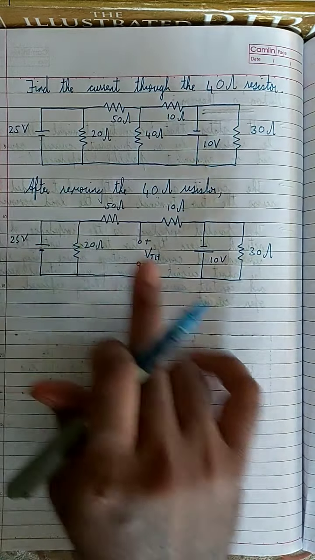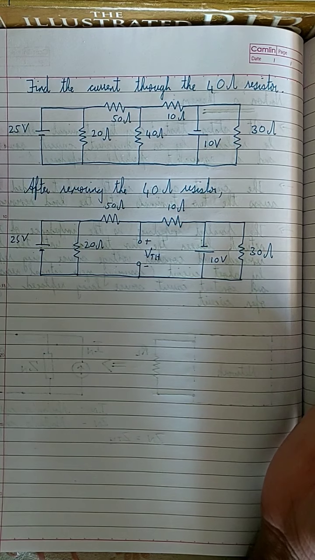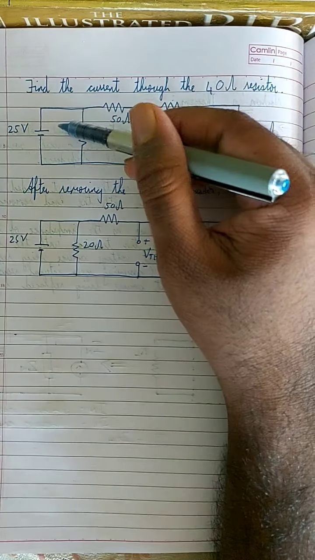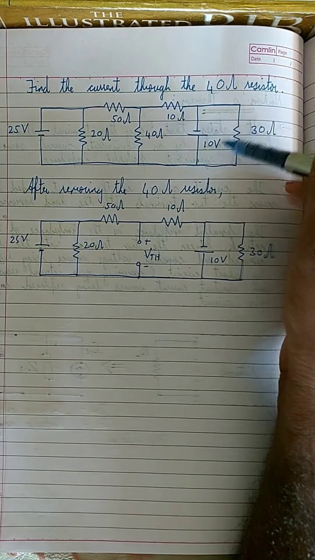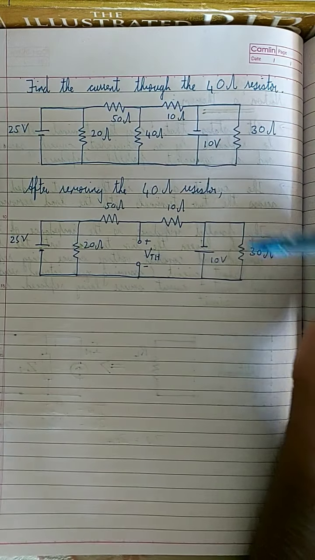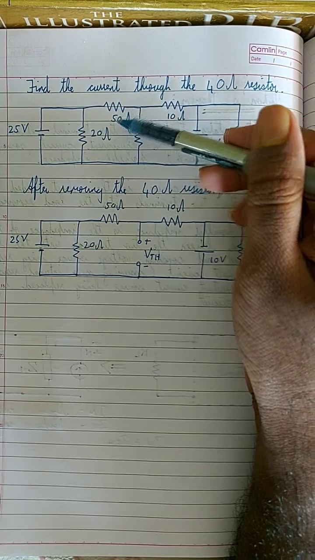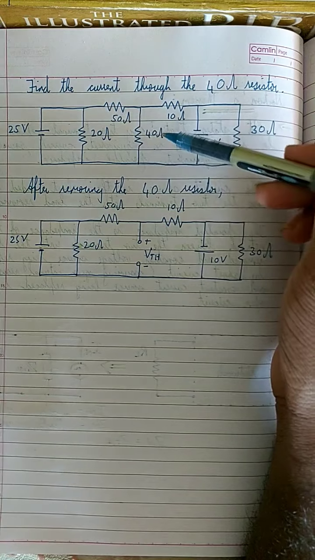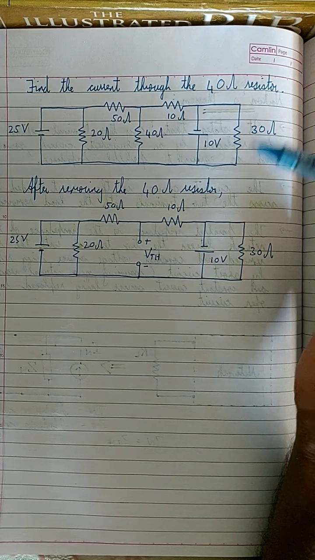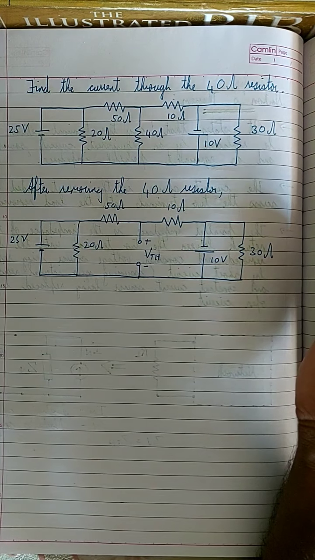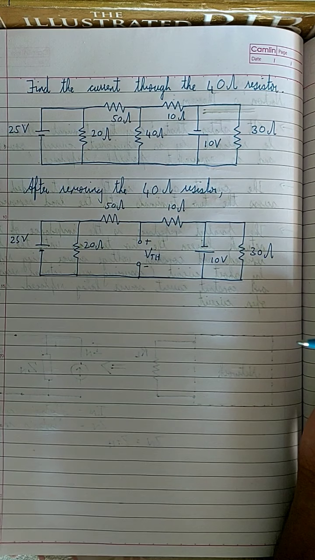Since this branch is open, the current through that branch will be equal to 0. So here, if you are applying mesh analysis, this is I1, this is I2, this is I3, and this is I4, right? Since this branch is open, I2 current flows downwards and I3 current flows upwards, which means the current through this branch is I2 minus I3, or I3 minus I2, whatever condition you want you can take.